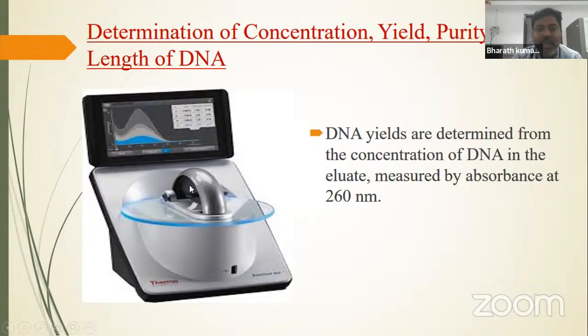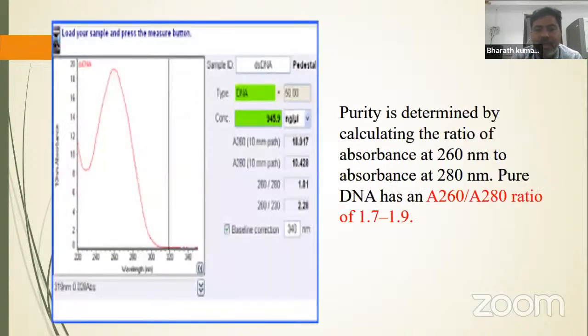Why it is called NanoDrop: it requires only 1 microliter of substance. Once again, it requires only 1 microliter of sample. That's why it is called NanoDrop. So what are we measuring in the NanoDrop? The purity is determined by absorbance at 260 nanometers and 280 nanometers, and the purity check is based upon the 260/280 ratio.